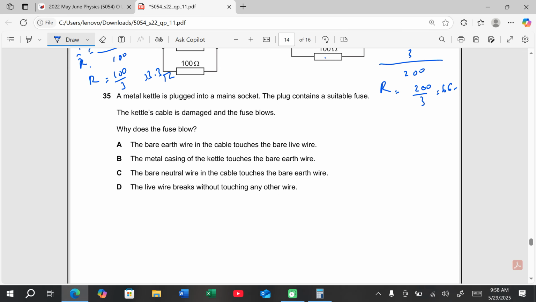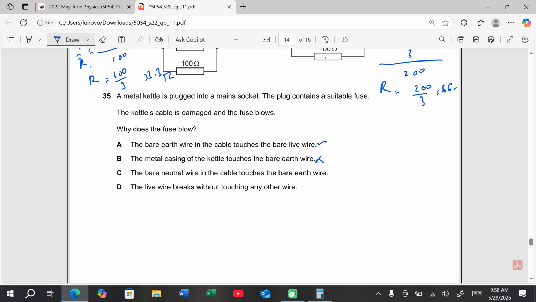35. A metal kettle is plugged into the mains socket. The plug contains a suitable fuse. The kettle's cable is damaged and the fuse blows. Why does the fuse blow? The bare earth wire in the cable touches the bare live wire. Yes, that can be one of the possibilities. Metal casing cable touches the bare earth wire? No, that has nothing to do with that. That's already touched with that.